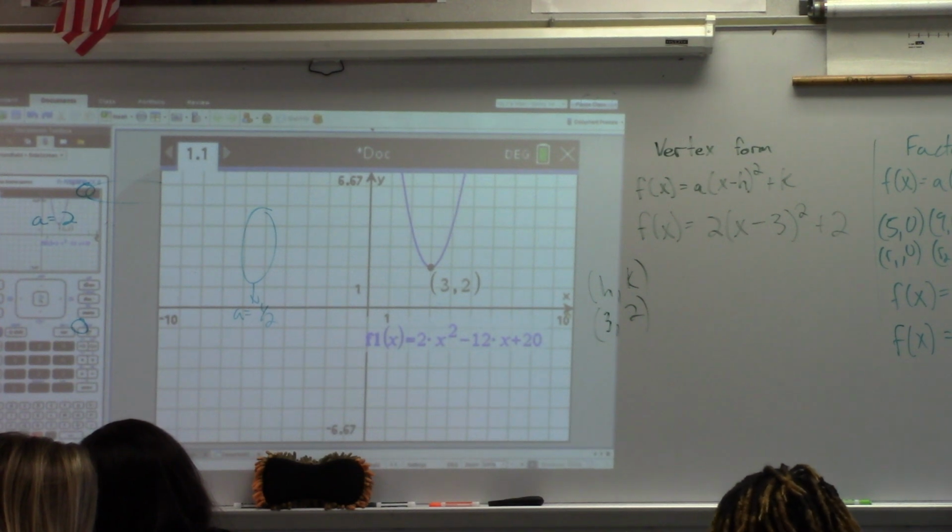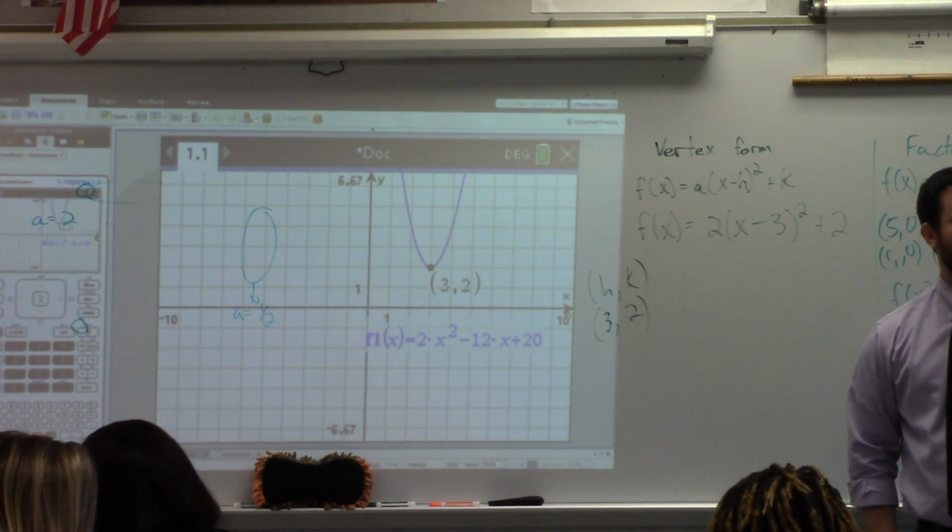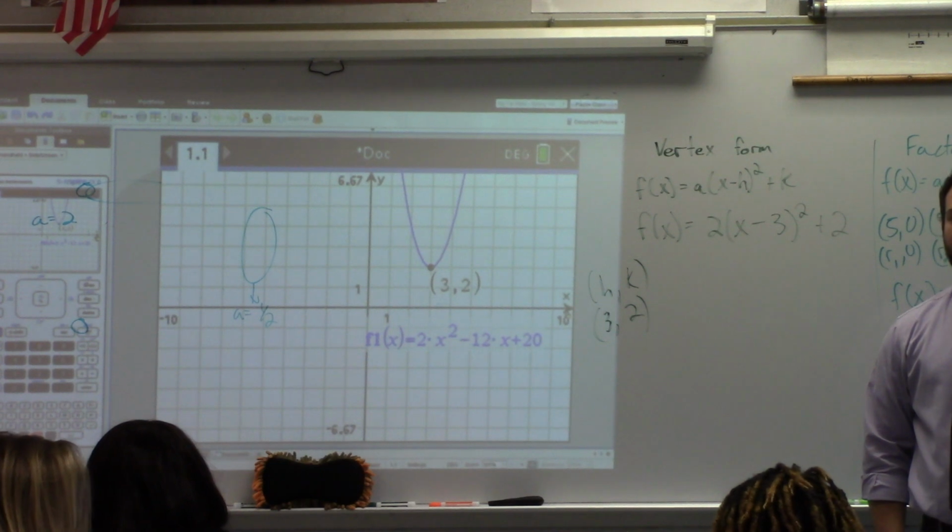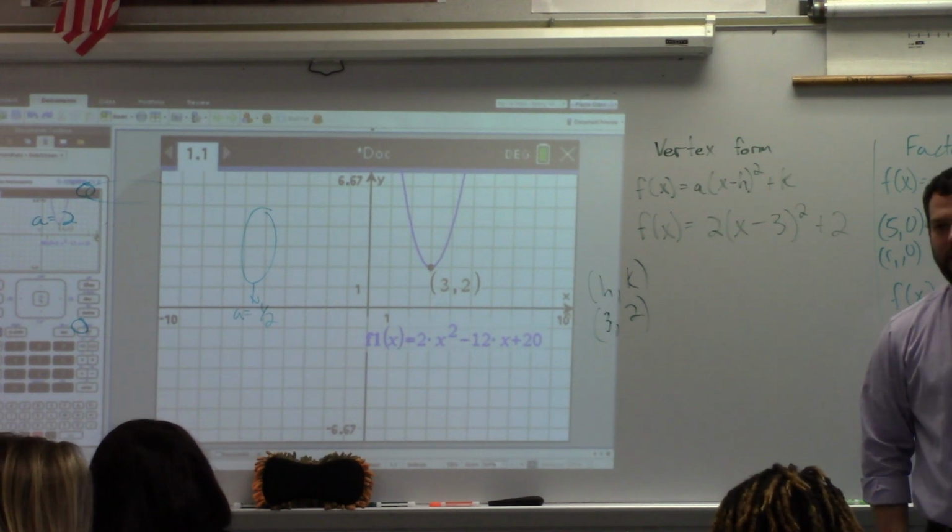No. You got 2 x-intercepts. No. Oh, we don't have any x-intercepts? No, sir. So we can't do it in factored form? No, we're gonna have to do the graph. We can't do factored form yet.